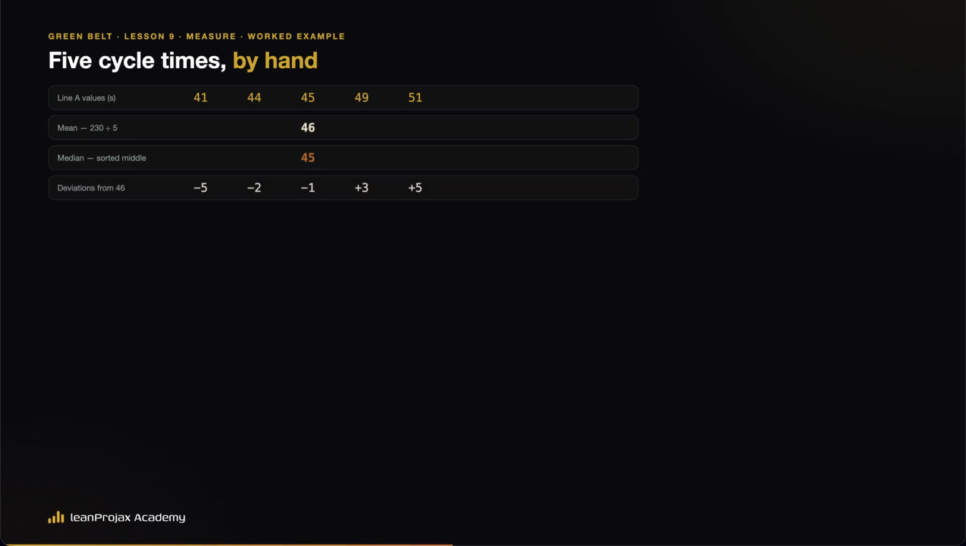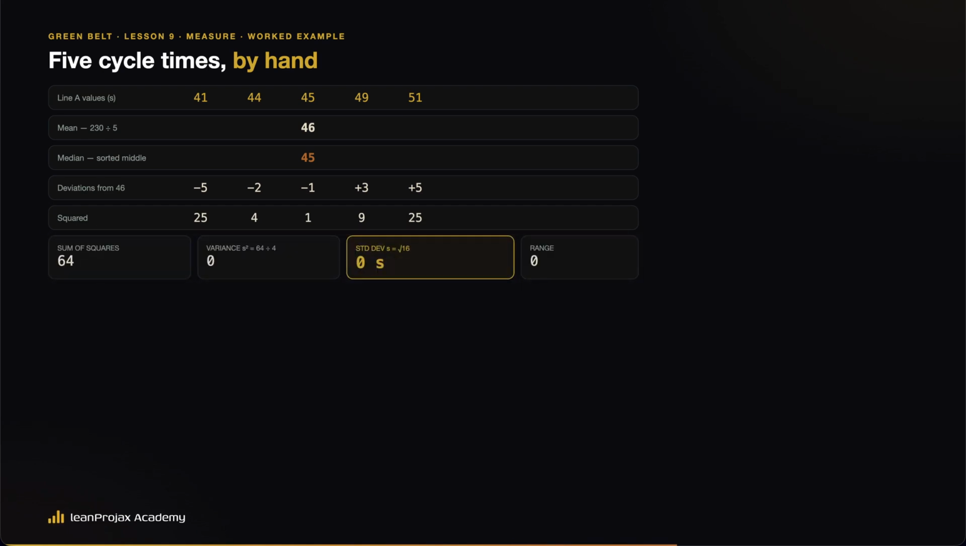Step 3, deviations from the mean: -5, -2, -1, +3, +5. Square them: 25, 4, 1, 9, 25, they sum to 64. Divide by n-1, 4, and the variance is 16. Square root, the standard deviation is exactly 4 seconds. Range, 10. That's the whole toolkit on one slide.